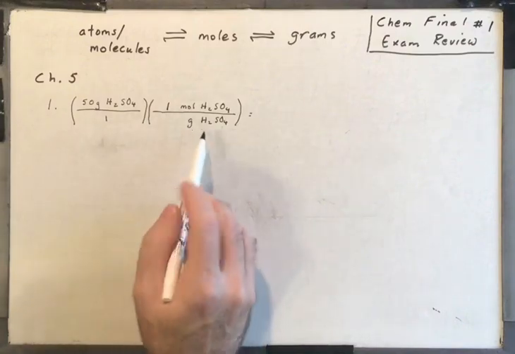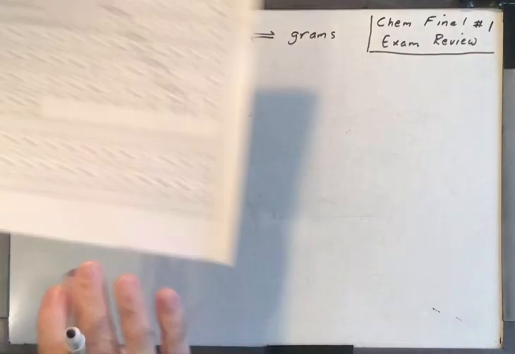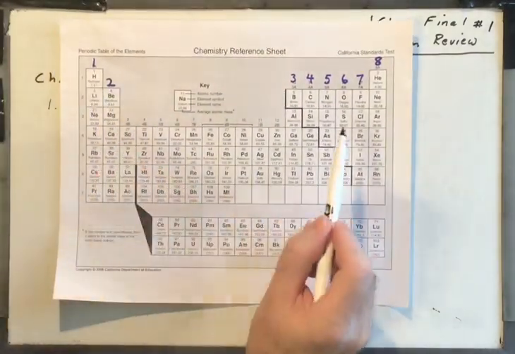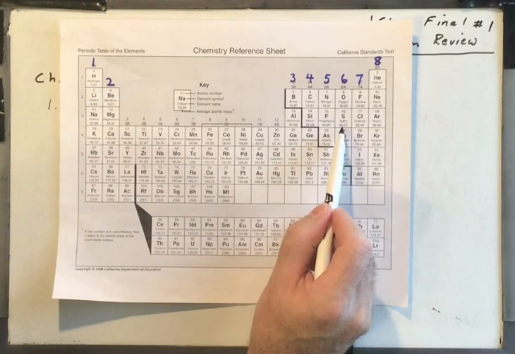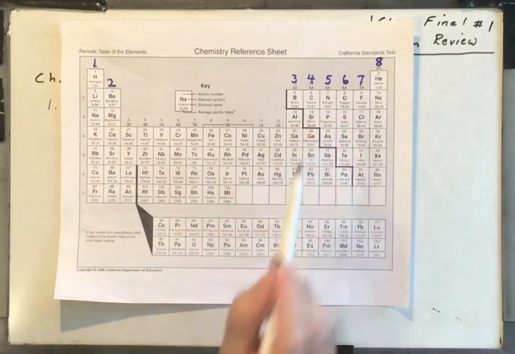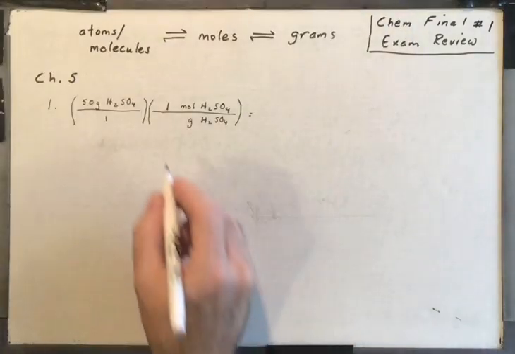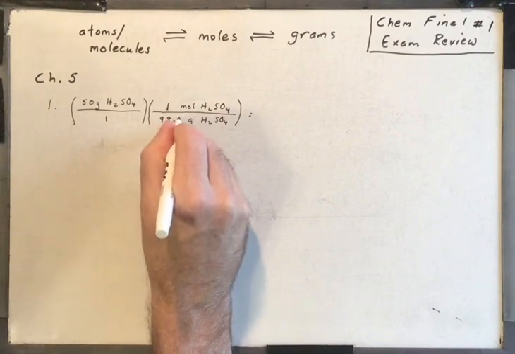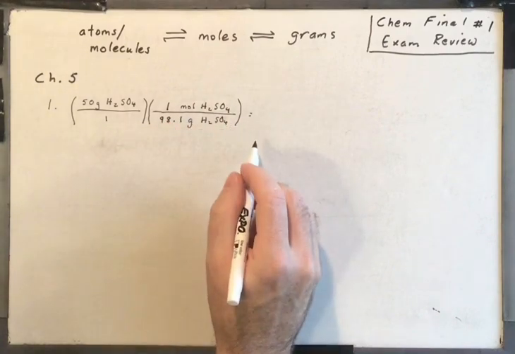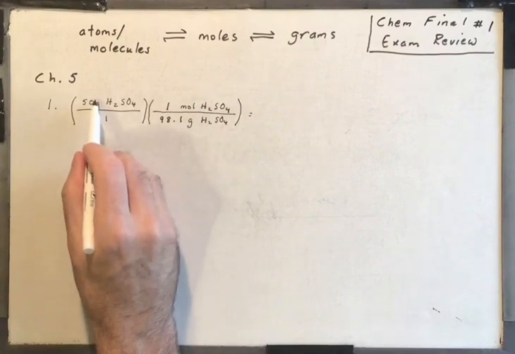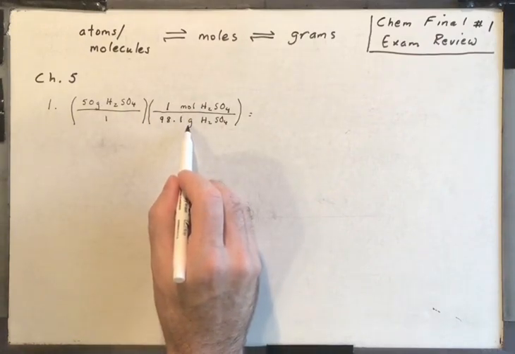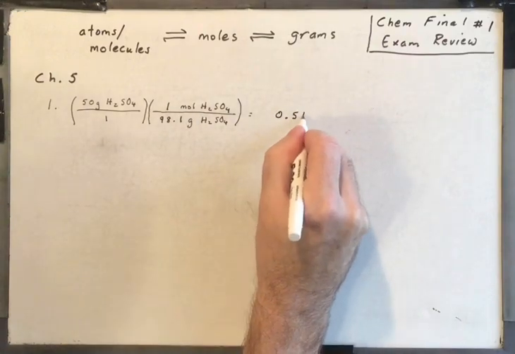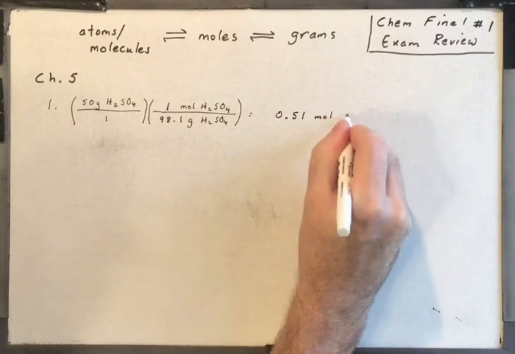To get the number of grams of H2SO4 in a mole, we add it up from the periodic table. We have 2 hydrogens, that's 2, plus a sulfur, 32.1, plus 4 oxygens, 16 times 4, or 64. All those 3 numbers added up give 98.1, rounded to the nearest tenth. In your calculator, you would do 50 divided by 98.1, and you'll get 0.51 moles of H2SO4.